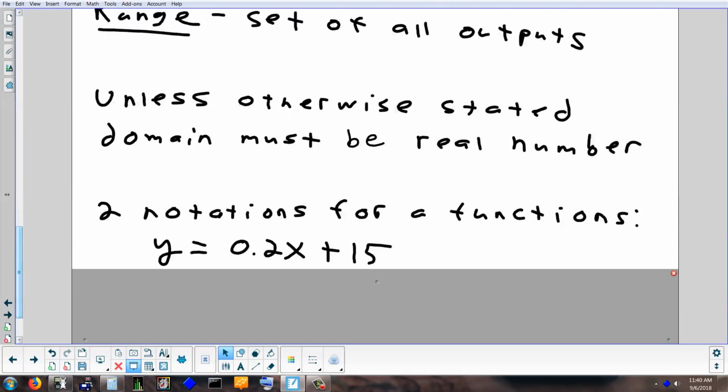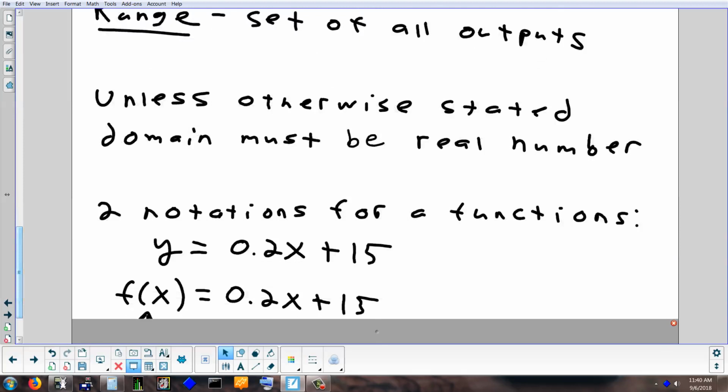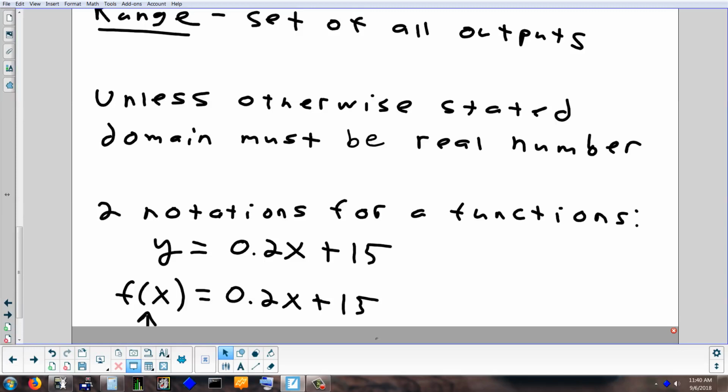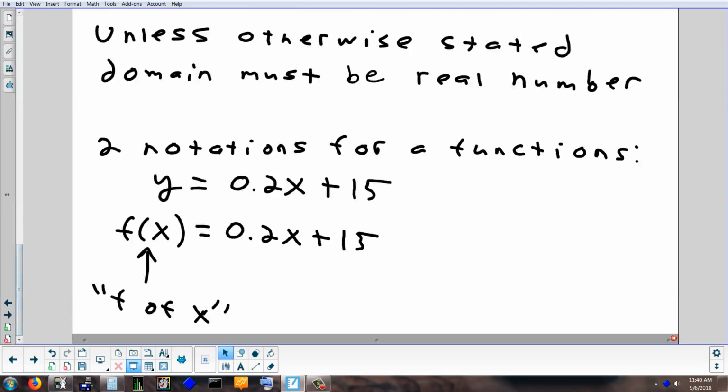Okay, so when we write down a function, there's two ways to do it. The way that it kind of looks on the graphing calculator, y equals, or the second way that's below it. Okay, we'll talk about that in Algebra 1. Does anyone know how you pronounce this left-hand side? You don't say like f open parenthesis x close parenthesis. You don't say it like that. F of x. So this is f of x notation.